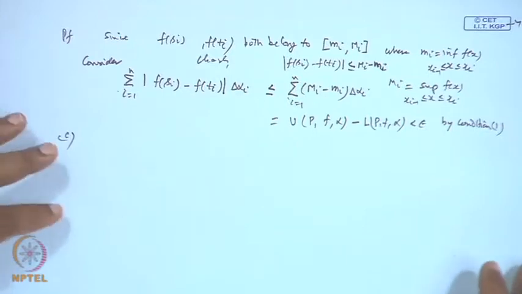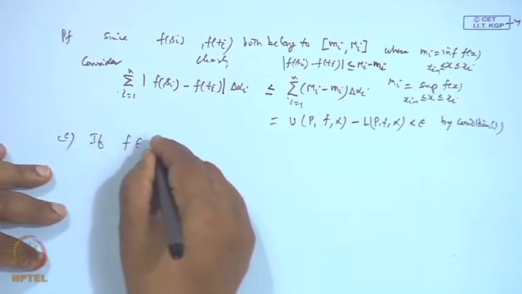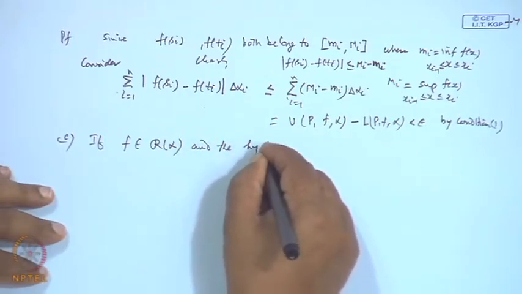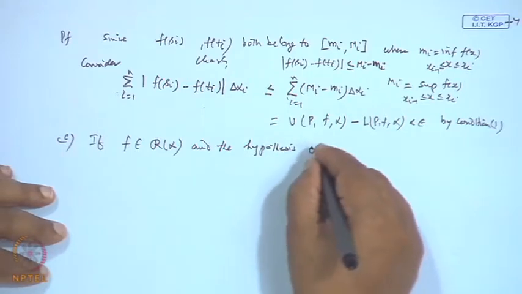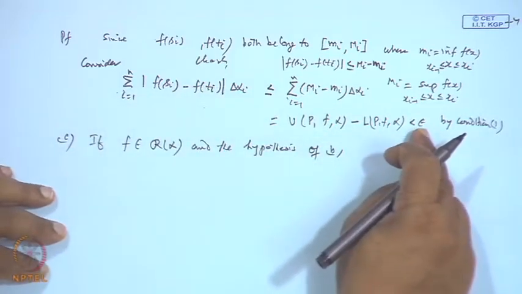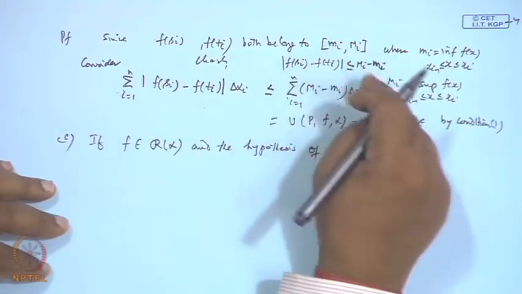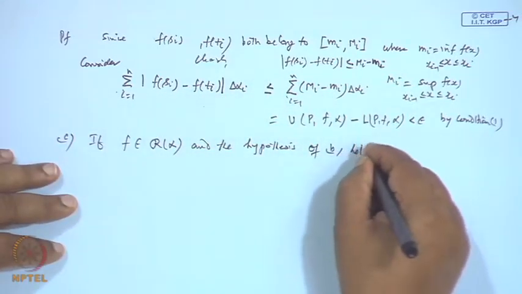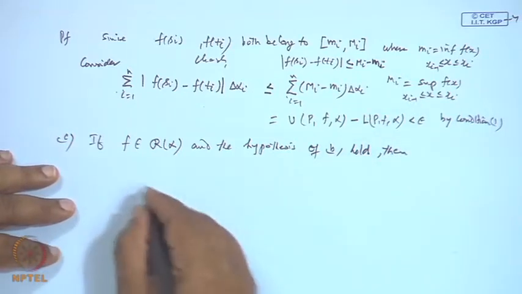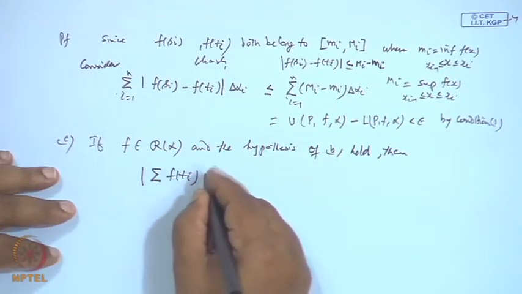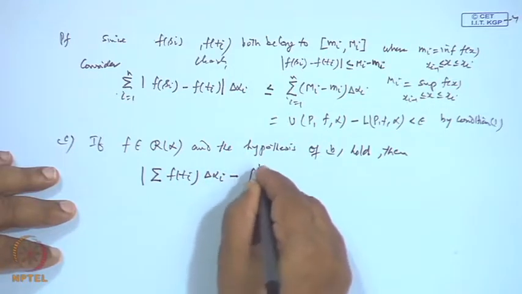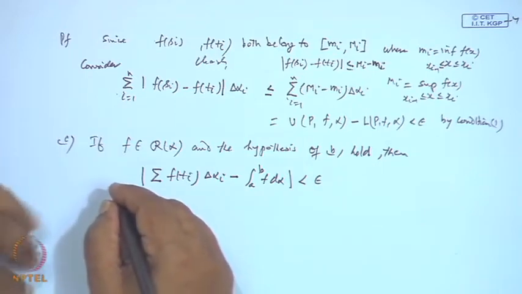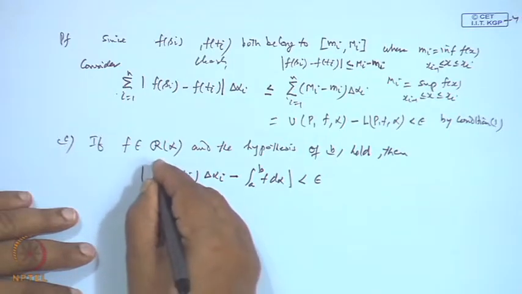Now, the third portion which he says: suppose f is Riemann-Stieltjes integrable with respect to alpha and the hypothesis of B holds, that is, the sum is less than epsilon for the partition P, x_0, x_1, x_2, and s_i, t_i are points in between x_{i-1} and x_i. If this hypothesis holds, then sigma of f(t_i) delta alpha_i minus the integral from a to b of f d alpha is less than epsilon, that is all. Okay, i is 1 to n.